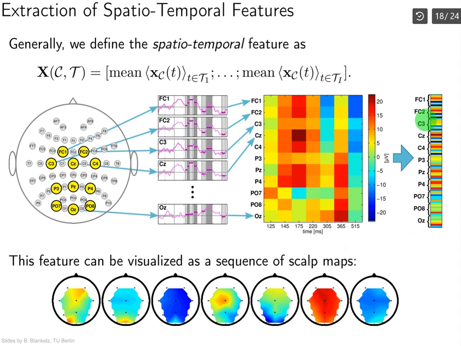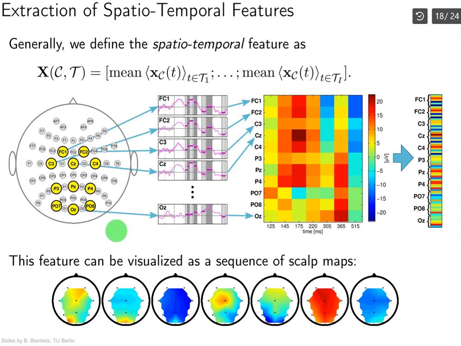Another representation is shown here. FC1: select one channel, different time points, average of different time points. Then this will correspond to the temporal feature of FC1, the temporal feature of FC2, C3, CZ. All together they will represent one tall vector.